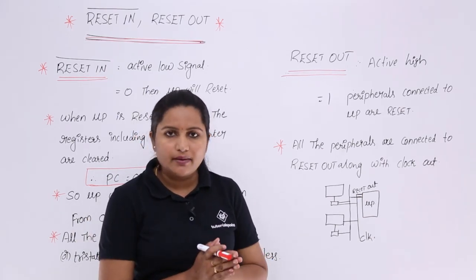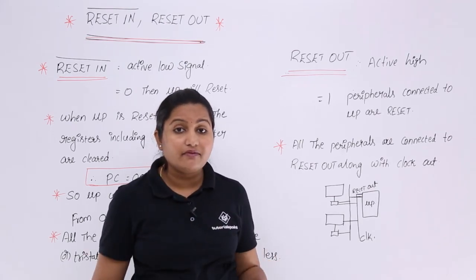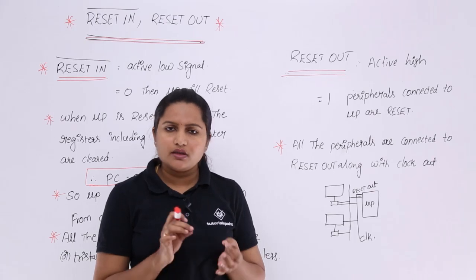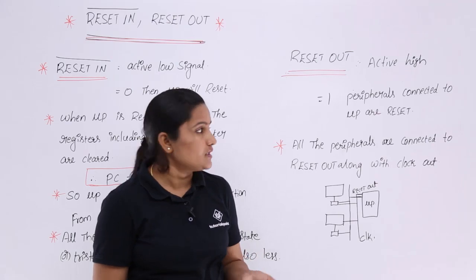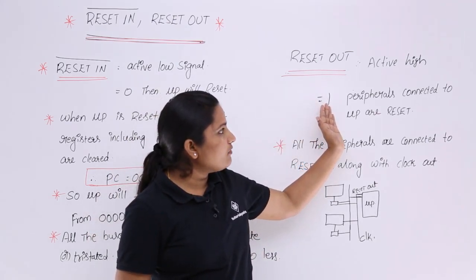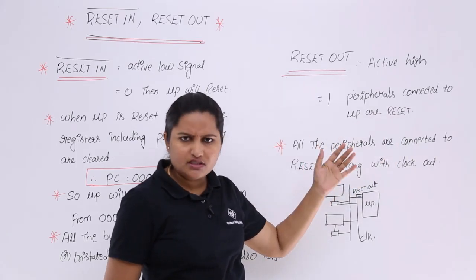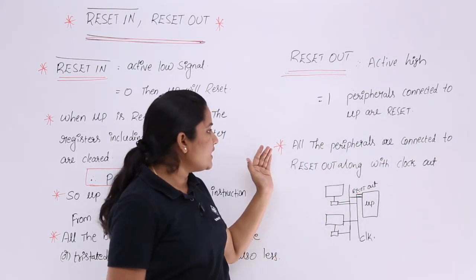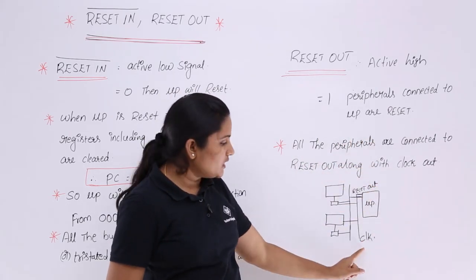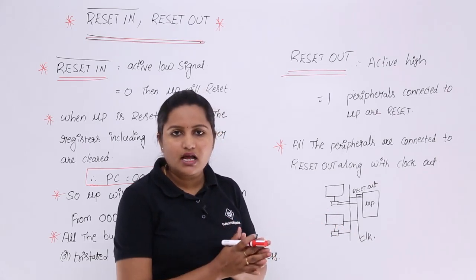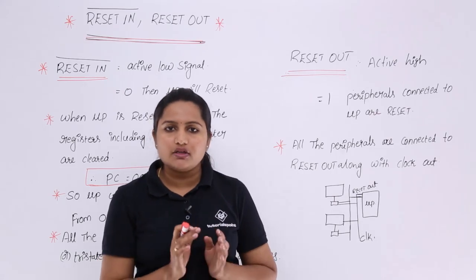This is an active high pin. Whenever RESET OUT is equal to 1, definitely all the peripherals are going to reset. All the peripherals, all the monitors, all the displays are going to reset. So, see here, if this is equal to 1, peripherals connected to the microprocessor, that is monitors or displays, are going to reset. All the peripherals are connected to reset out along with the clock pulse. Here we have some synchronizing clock, and with that clock pulse and the reset out pin, we are going to connect all the peripherals.